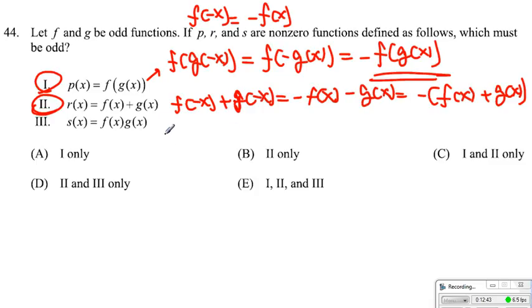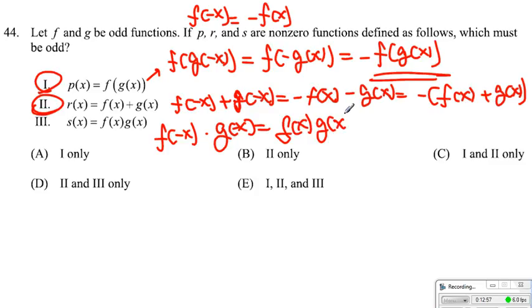But the third one, here we have f of negative x times g of negative x. Then each one will bring out a negative and we end up simply with f of x times g of x. This in fact becomes an even function, not an odd function. Therefore, our answer is number 1 and number 2 only, which is choice C.